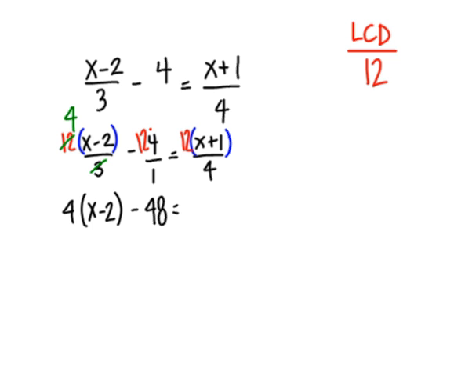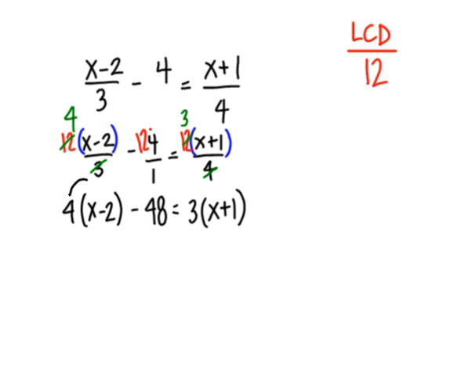And in my last fraction, I have a 4 and a 12 outside the parentheses. 4 goes into 12 3 times, and so this would leave me with 3 times (x plus 1). I no longer have fractions, which is great, but I do have parentheses that I have to distribute through. Some of you might have done that distributing step earlier, which is just fine.